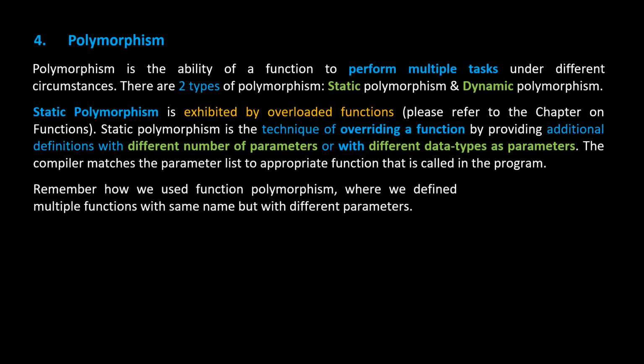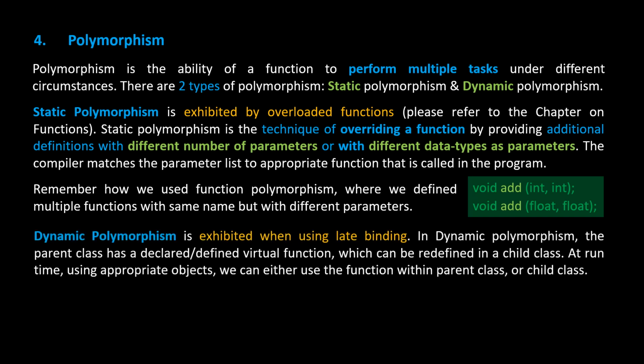Remember how we used function polymorphism, where we defined multiple functions with the same name but with different parameters? Here are 2 examples of the add function. In the first one we would pass 2 integer parameters, for example, to add the number of students and teachers in a school. And in the second one, we would be passing 2 float parameters to add the cost of 2 separate items. Dynamic polymorphism is exhibited when using late binding.